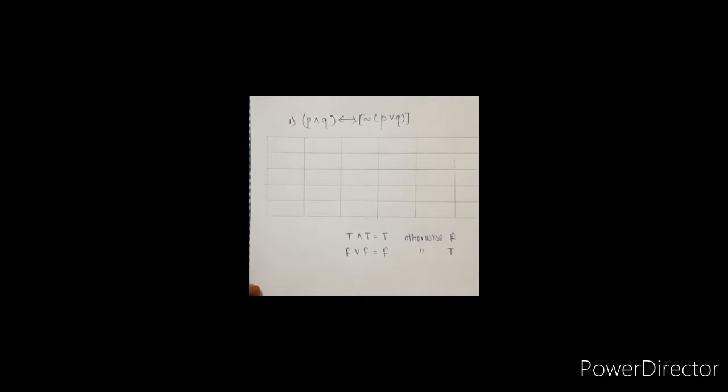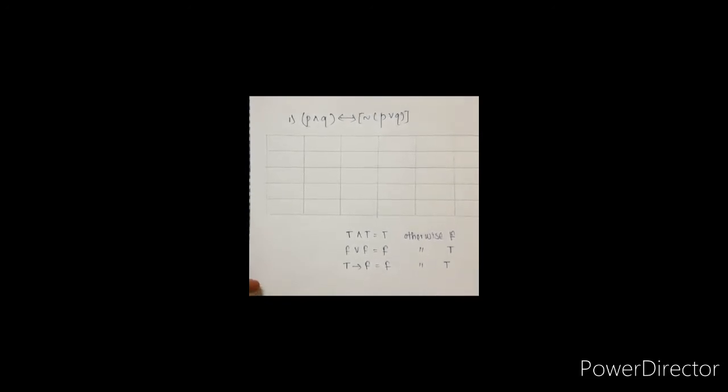The third one was conditional, that is implication. In case of implication, if the hypothesis is true and the conclusion is false, then only the entire compound statement is false. Otherwise, for all other cases, it is true. That is, if the first one is true and the second one is false, then only it is false. Otherwise, for all other cases, it is true.